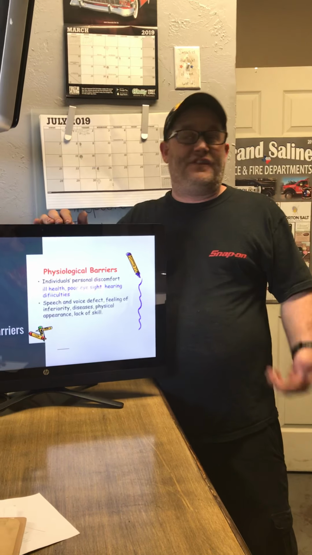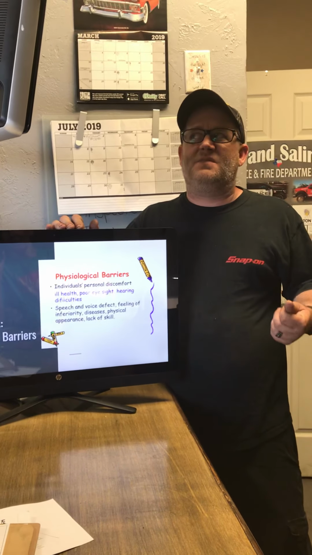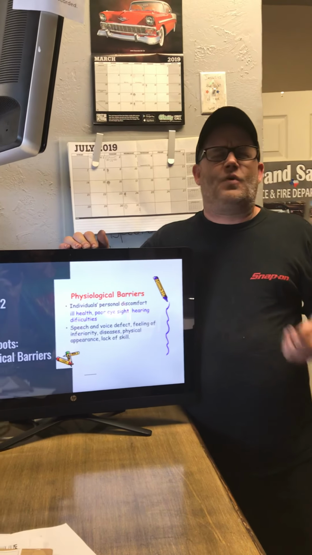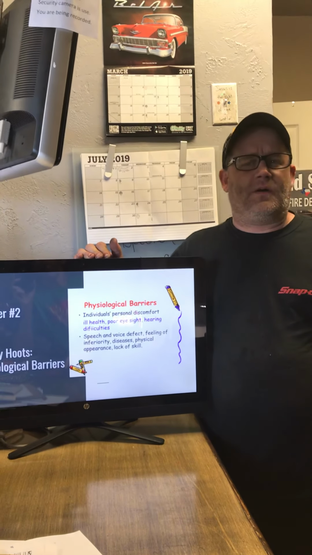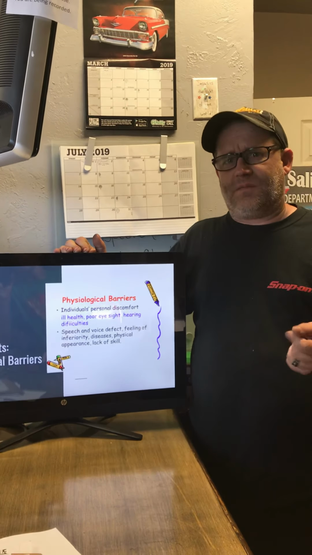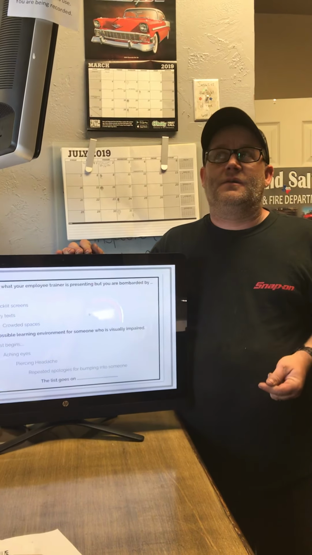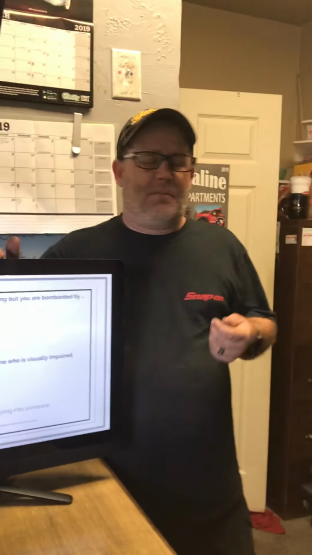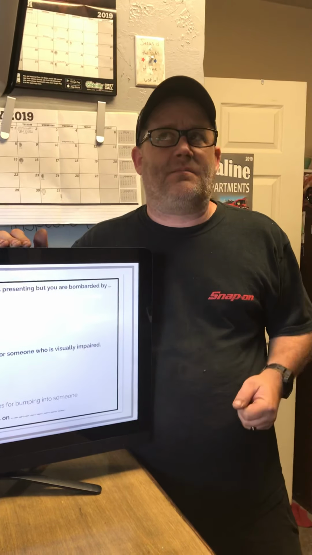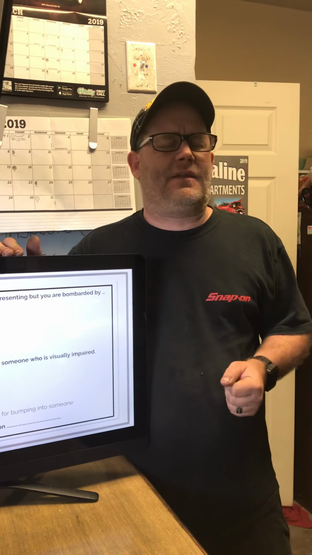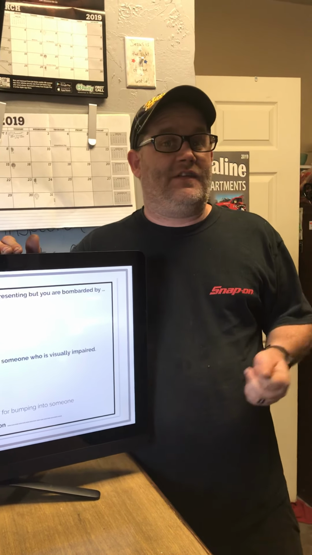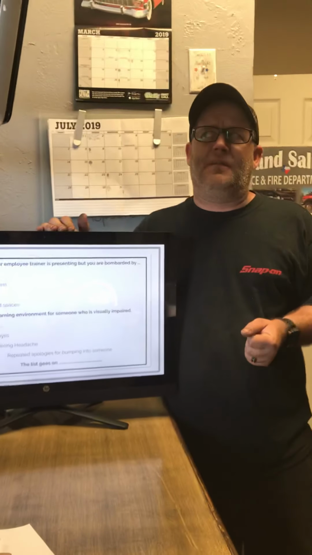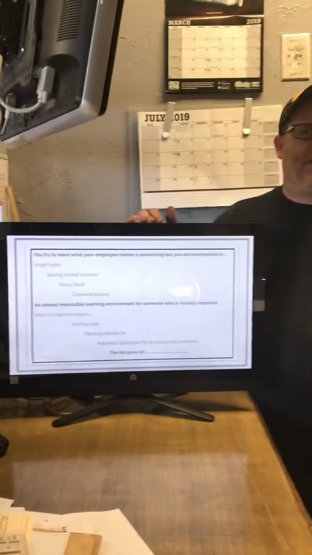Today we're going to talk about physiological barriers: individual personal discomfort, ill health, poor eyesight, and hearing difficulties. Today we're just going to focus on the sight portion of that. Try learning what your employee trainer is presenting you with, bombarded by bright lights, glaring backlit screens, fancy text, crowded spaces, an almost impossible learning environment for someone who is visually impaired.